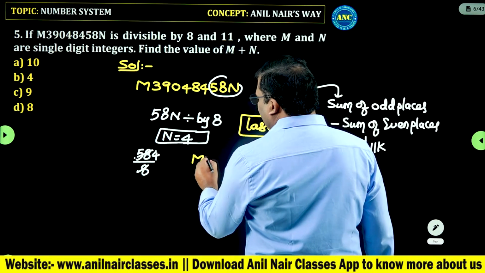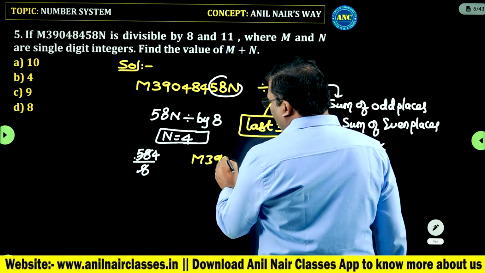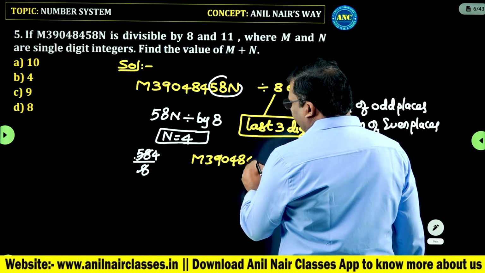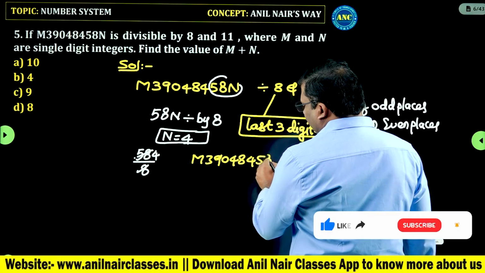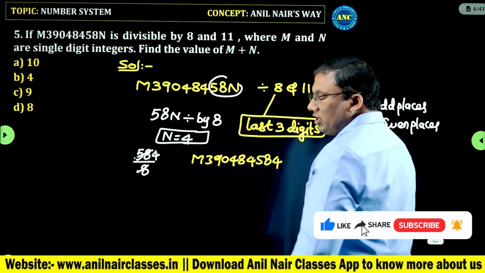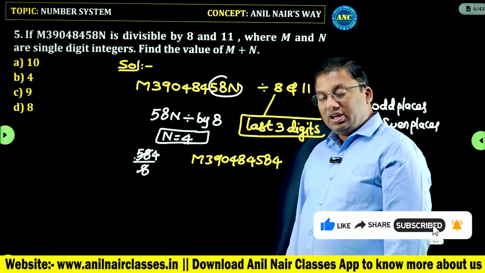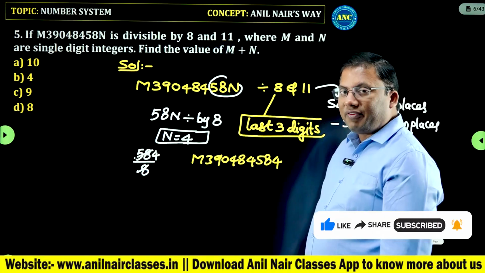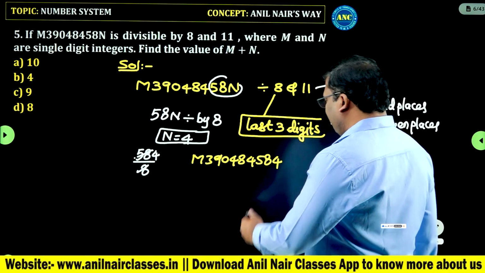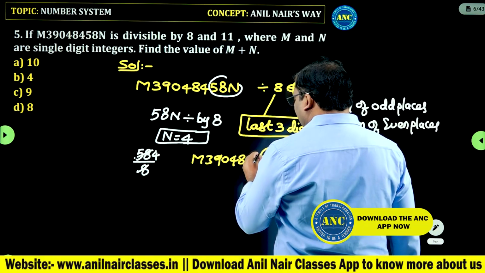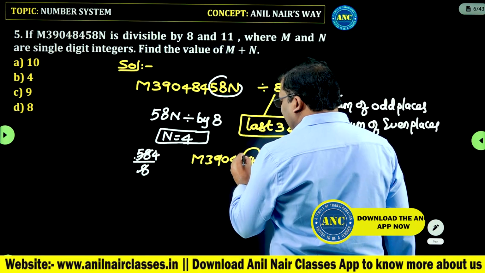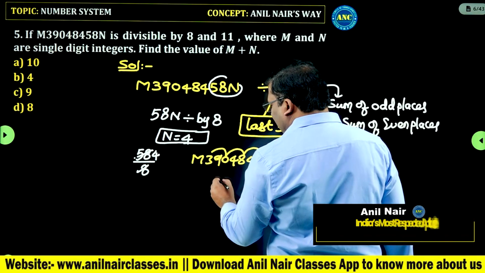So M390484584. This number should be divisible by 11. Sum of odd places minus sum of even places. 5 plus 4, 9, 17, 17 plus 3, 20.